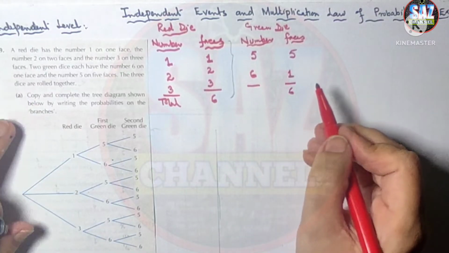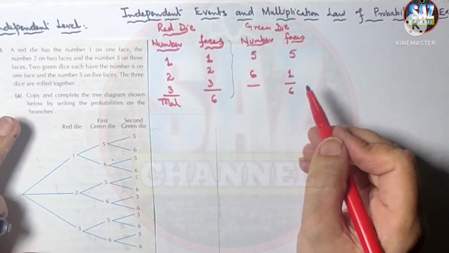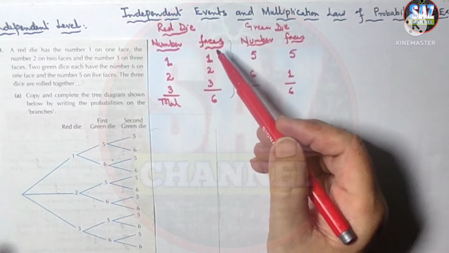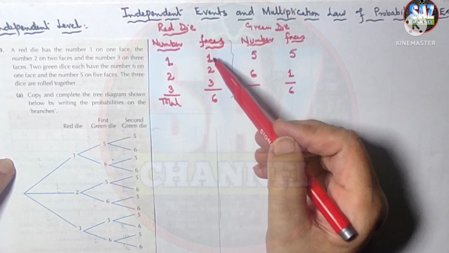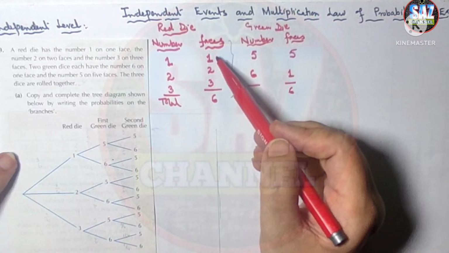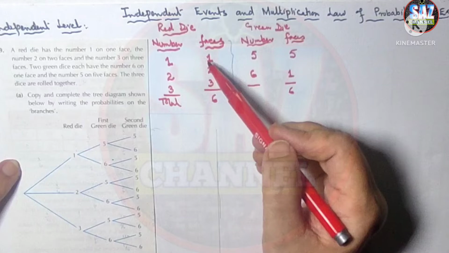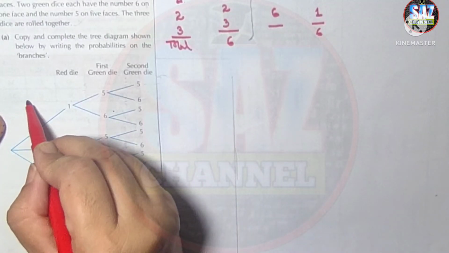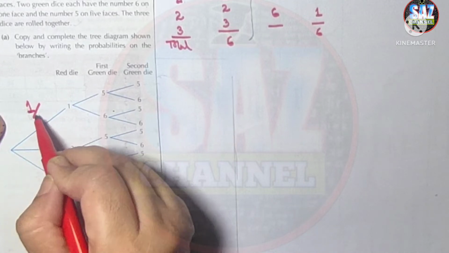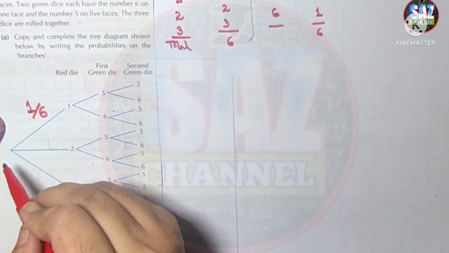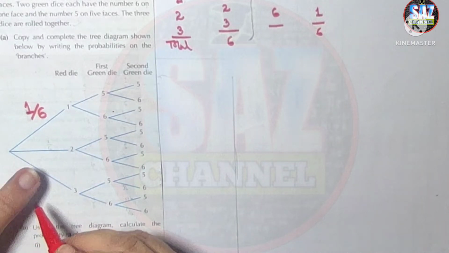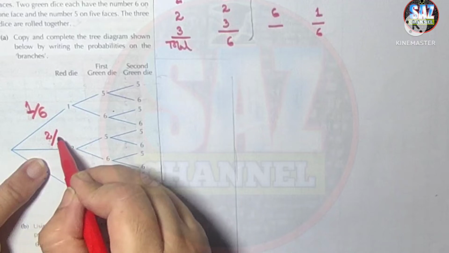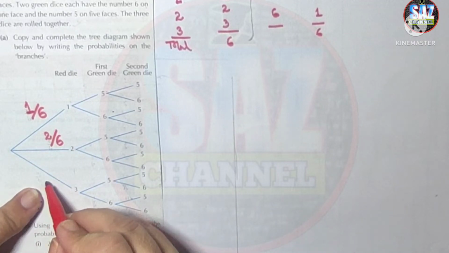Then the question says that we have to complete the tree diagram. So, you can see that for the red dice, the number 1 is printed on 1 face out of 6 faces. So, the probability will be 1 by 6. I will write it a little big so that my students can see it clearly. Number 2 is written on 2 faces out of 6, so 2 by 6, and this is 3 by 6.